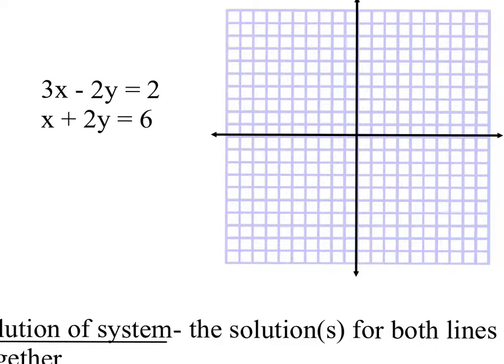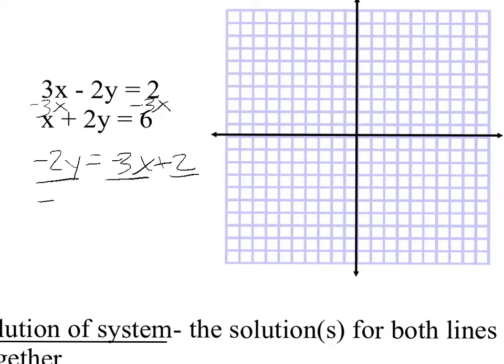So for my first one, I have 3x minus 2y equals 2. I need to get it so it's y equals mx plus b. So I subtract 3x from both sides. So now I have negative 2y equals negative 3x plus 2. And then I divide everything by negative 2. So I get y equals 3 halves x minus 1.